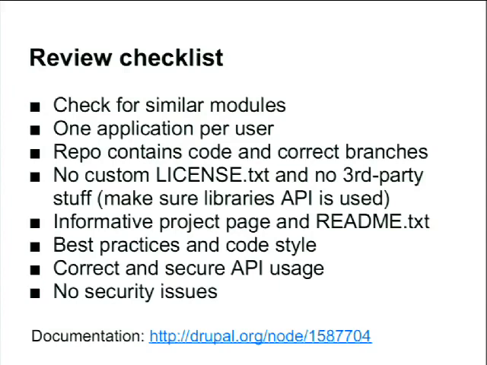Then many new users are also new to Git. That means that some of them don't know how to push code onto their Git repository. Some of them don't even know how to create a sandbox, and they simply create an application issue. So we have to make sure that code is actually there to review and that they're using the correct names for branching and tagging. Other issues are a custom license.txt. It's not necessary to add your own license.txt because it's added automatically by the packager. And for third-party code, as Klausi said, only GPL version 2 is allowed.